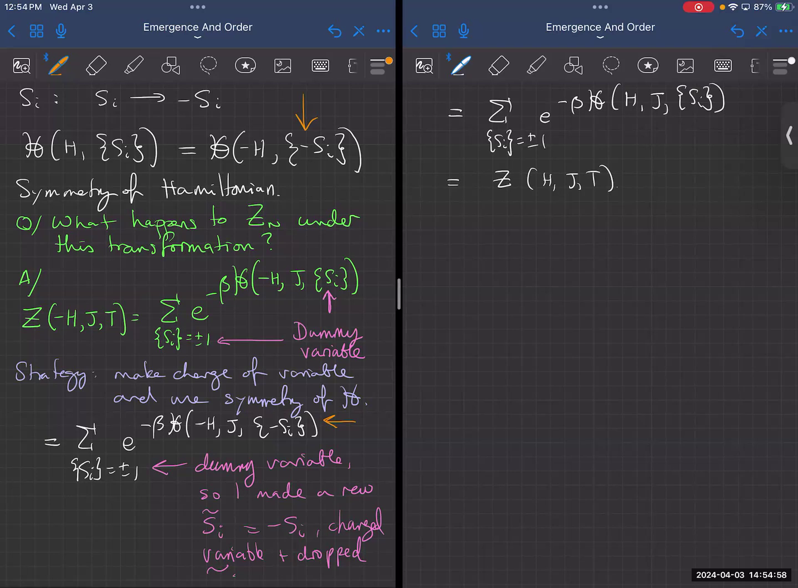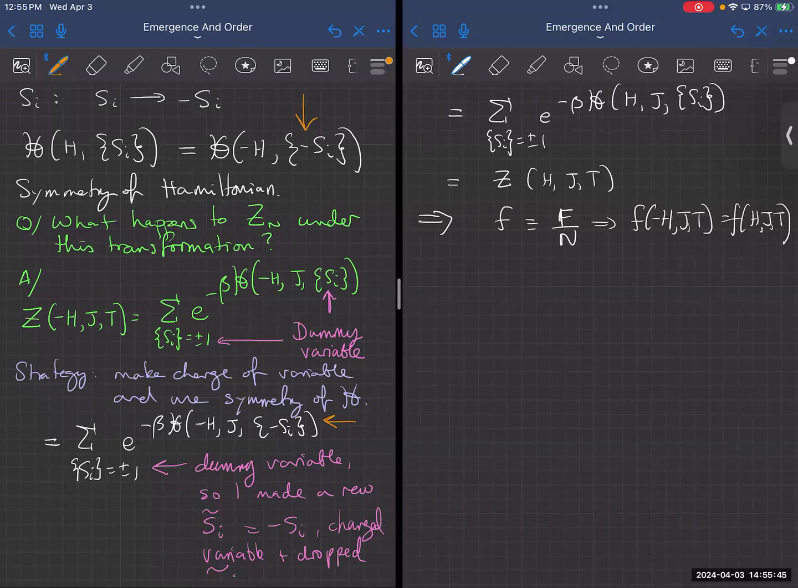So basically what we've learned is that if I change the sign of h, it just gives me the same partition function. And so what that tells me, since the partition function is even in h, is that the free energy, which as I wrote down before is the free energy per spin, satisfies f of minus h, J, and T is equal to f of h, J, and T. So the free energy is an even function in h.